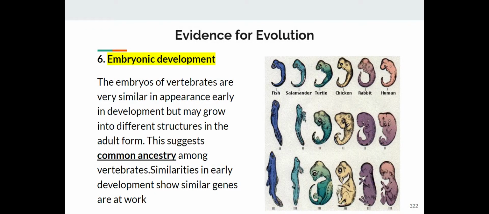We can also get evidence by looking at embryos. Embryos of vertebrates are very similar in appearance in their early development, but they grow into different structures in the adult form, and this suggests common ancestry. This suggests that maybe we are more alike than different from other species, right? So similarities in early development show that similar genes are at work. And our thought is these similar genes must have come from a common ancestor.